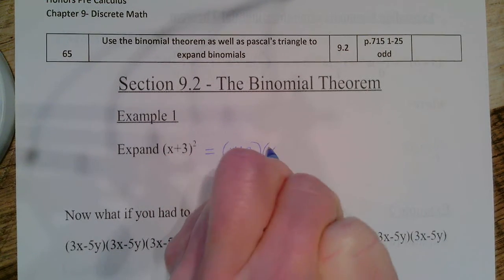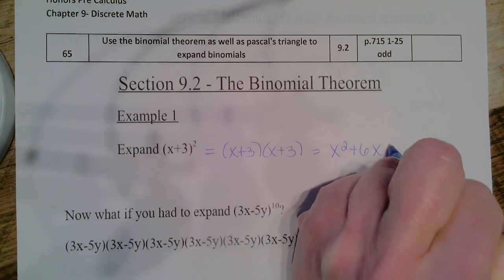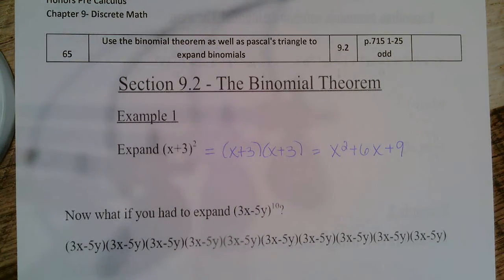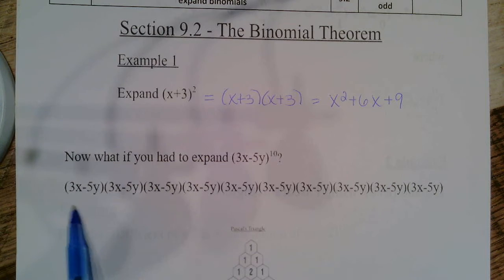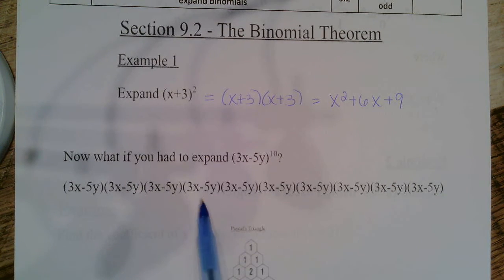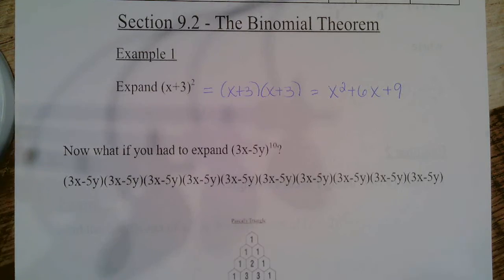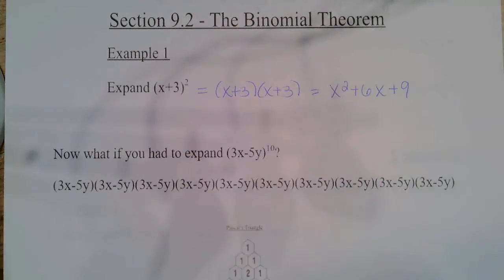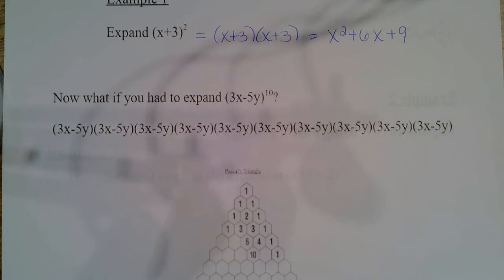So to start, if we asked you to expand this, it would be pretty easy. We would just FOIL and get x squared plus 6x plus 9. But what if we then said, okay, do 3x minus 5y to the 10th? Yikes, right? If we had to FOIL this out and then multiply by this and keep going, it would take so long and the numbers would be so big, and it would probably take a couple pieces of paper and leave a lot of room for error. So in comes Pascal's triangle.